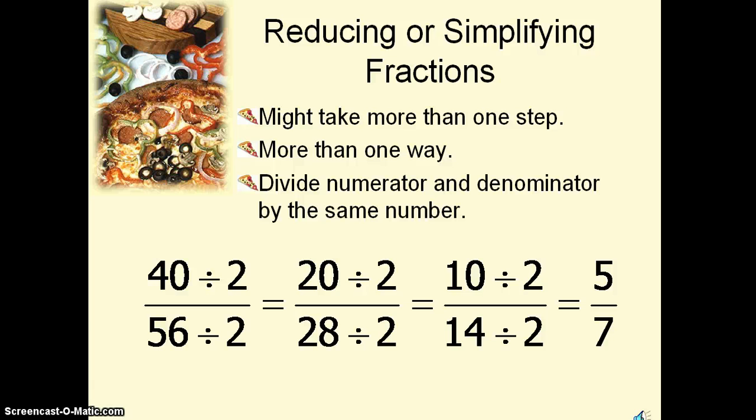20 divided by 2 is 10. 28 divided by 2 is 14. And we divided it again. 10 divided by 2 is 5. 14 divided by 2 is 7. And now we can't go any farther because there's nothing that I can divide 5 by that I can also divide 7 by.